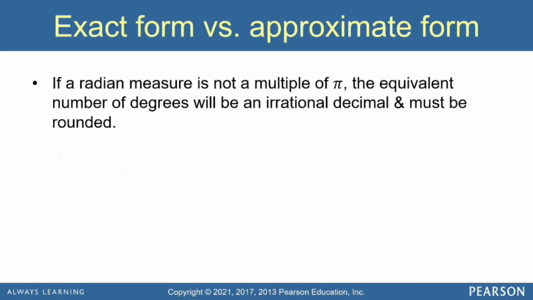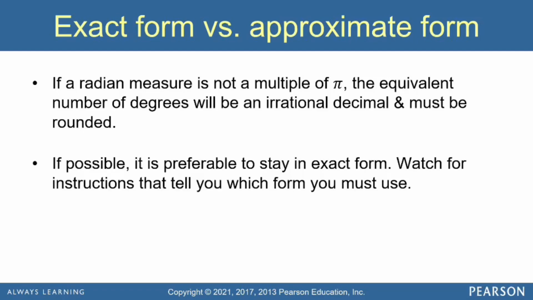Now let's talk a little bit about exact form versus approximate form. As you just saw in part C of the last example, if a radian measure is not a multiple of pi, then the equivalent number of degrees will be an irrational decimal and will have to be rounded off. But most of the time in this course, whenever it's possible, it's preferable to stay in exact form. So we'll stay in exact form almost all the time, but as always, watch for instructions in MyLab that tell you which form to use.